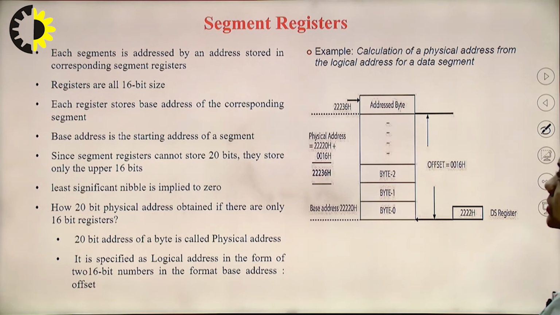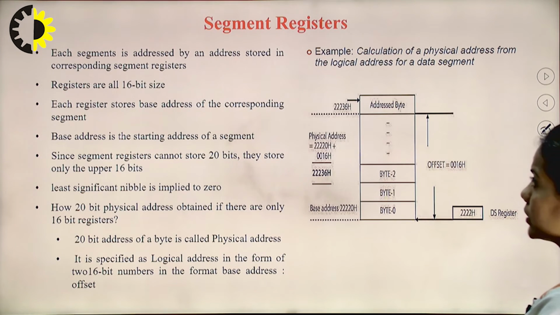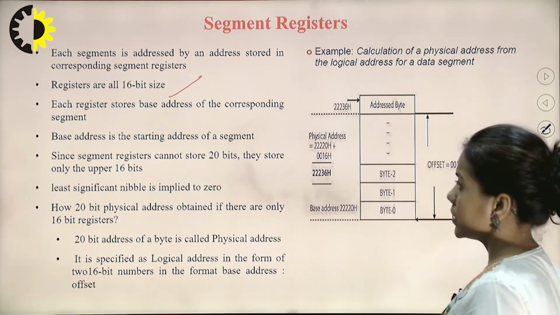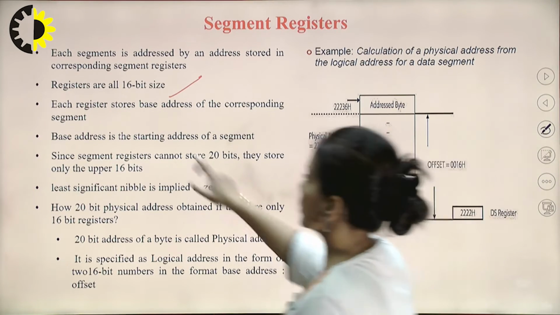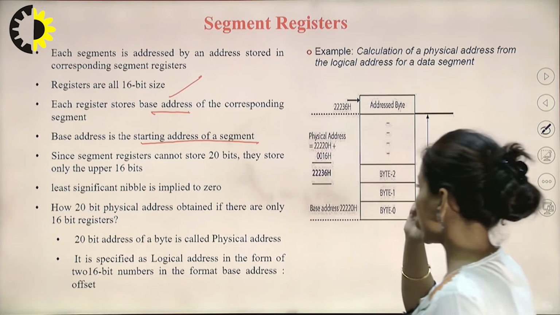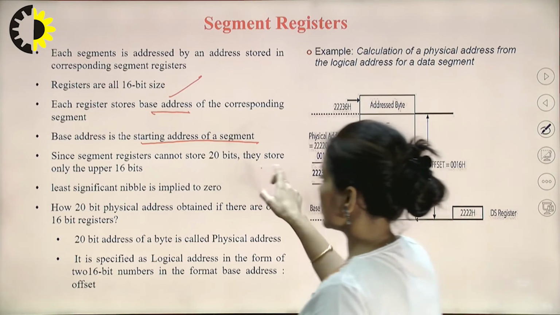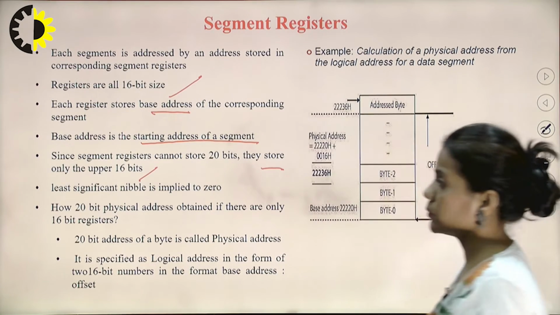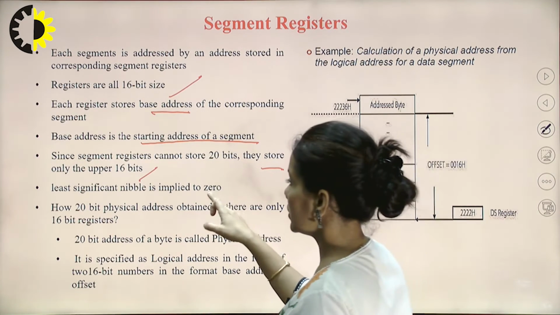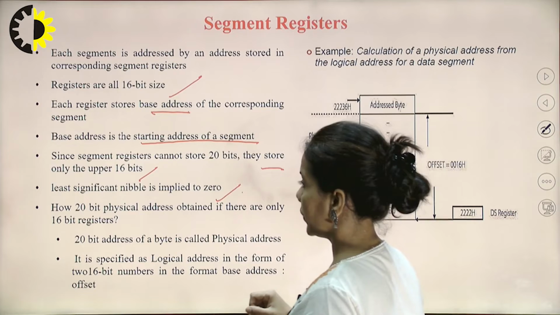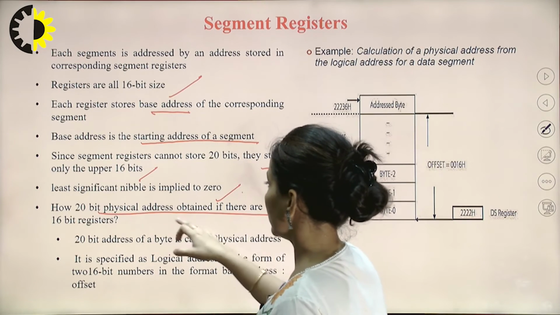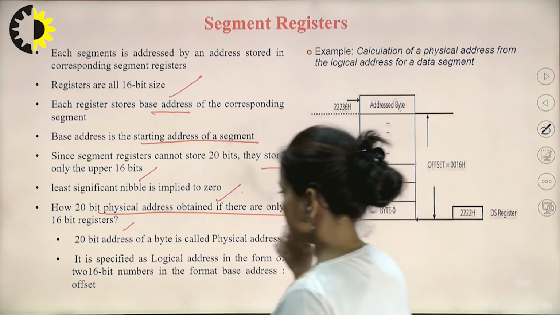Now each segment is addressed by an address stored in the corresponding segment registers. These are all 16 bit registers, and each stores the base address of the corresponding segment. It's the starting address of the segment. Since segment registers cannot store 20 bits, they store only the upper 16 bits. I have already discussed that the least significant nibble is implied to be 0. How is a 20 bit physical address obtained if there are only 16 bit registers? This I have already explained.